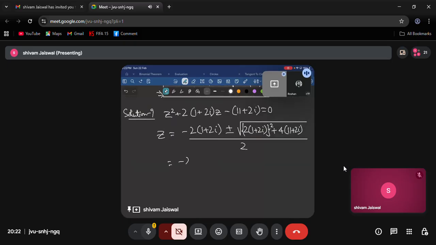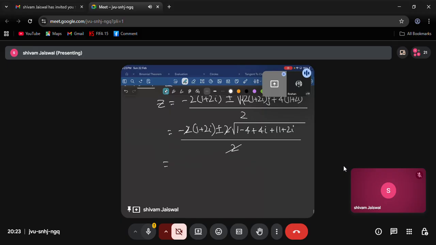This will become minus 2 into (1 + 2 iota). Okay, we can take out 4, 4 will come out, so plus minus 2 into square root of (1 + 2 iota) whole square, that is 1, 2 iota whole square will become minus 4 plus 4 iota, plus 11 + 2 iota. This whole thing is divided by 2. 2 will get cancelled. This will become minus of (1 + 2 iota) plus minus square root of 1 + 11, 12 - 4, 8, 8 + 6 iota. So what is the square root of 8 + 6 iota? That we need to find out.